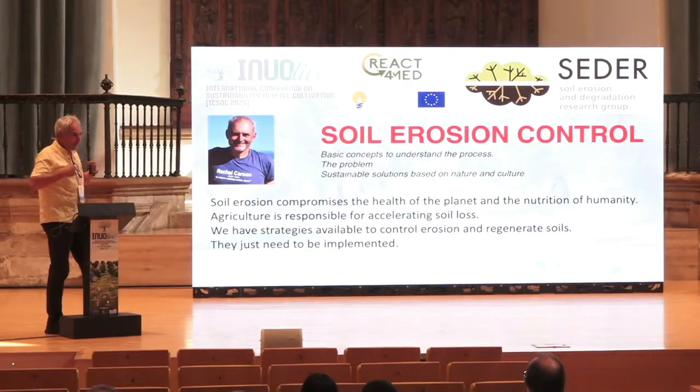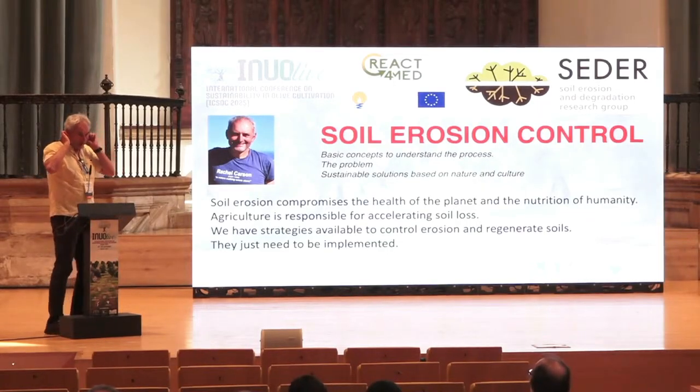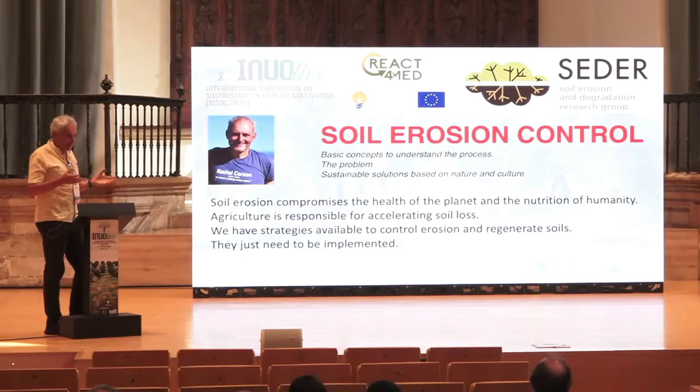Then we should know that we are responsible, humans and farmers, policymakers, all of us. But also I can tell you that we have strategies available to control soil erosion. Some of them already known, some others developed by scientists in the last years. This means that we have the problem, but we can solve it. We just need to implement. This is why it's so important for all the policymakers and all the people working in management to solve the problem.